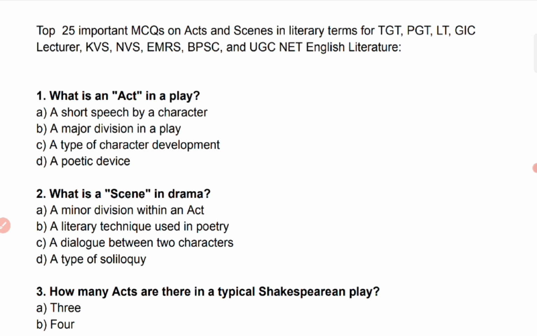Option B, a major division in a play. An act is a large section of a play, often containing multiple scenes. What is a scene in drama? Option A, a minor division within an act. A scene is a smaller division within an act, usually marked by a change in location or characters.